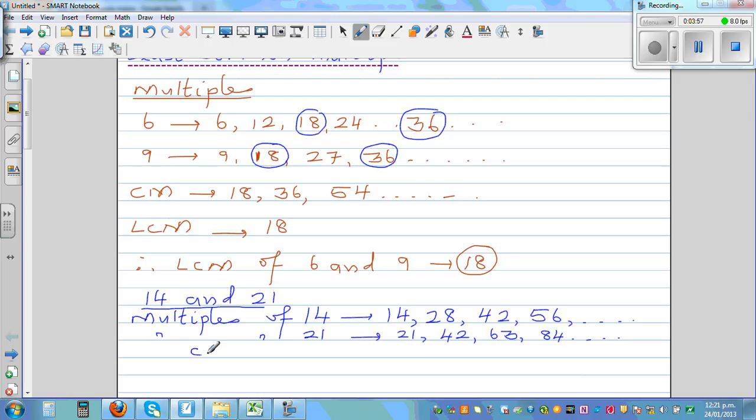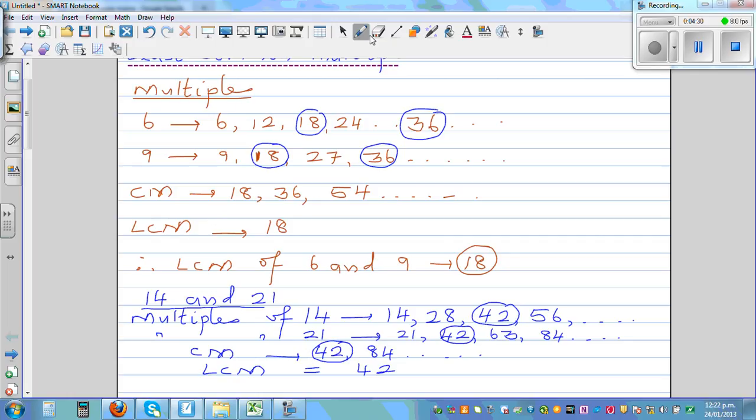Which is the common multiple? This is the common multiple. The first common multiple is 42. Common multiples will be the multiples of the least common multiple, so plus 42 is 84, and so on. This will go on forever. So the least common multiple is 42.